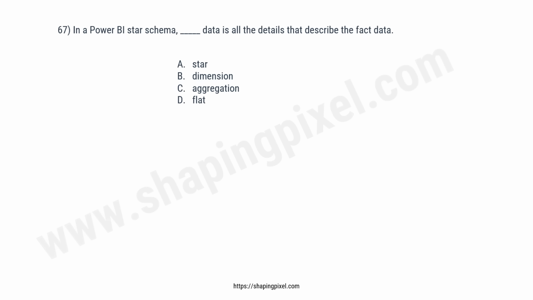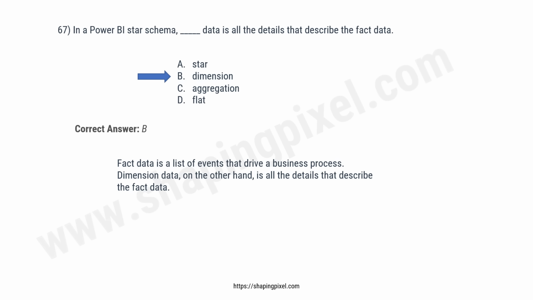Question number 67. In a Power BI star schema, dash data is all the details that describes the fact data, and we have 4 options: star, dimension, aggregation, flat. So the right answer here is option B, dimension. Fact data is a list of events that drive a business process. Dimension data, on the other hand, is all the details that describes the fact data.